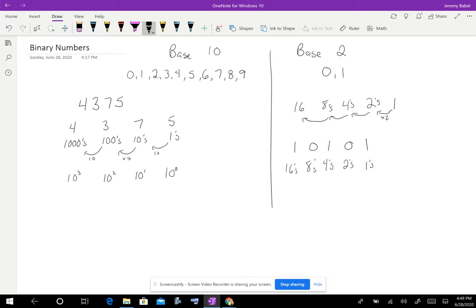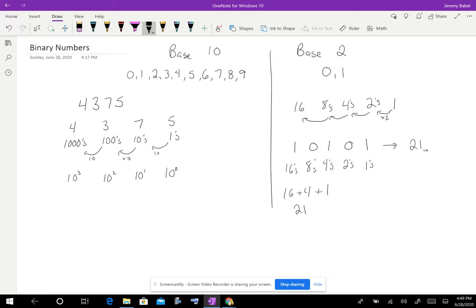So then if we want to see what this 1, 0, 1, 0, 1 represents in what we typically think of, base 10, we have a 16 plus a 4 plus a 1, or the number 21. So 1, 0, 1, 0, 1 is the same as 21 in base 10.